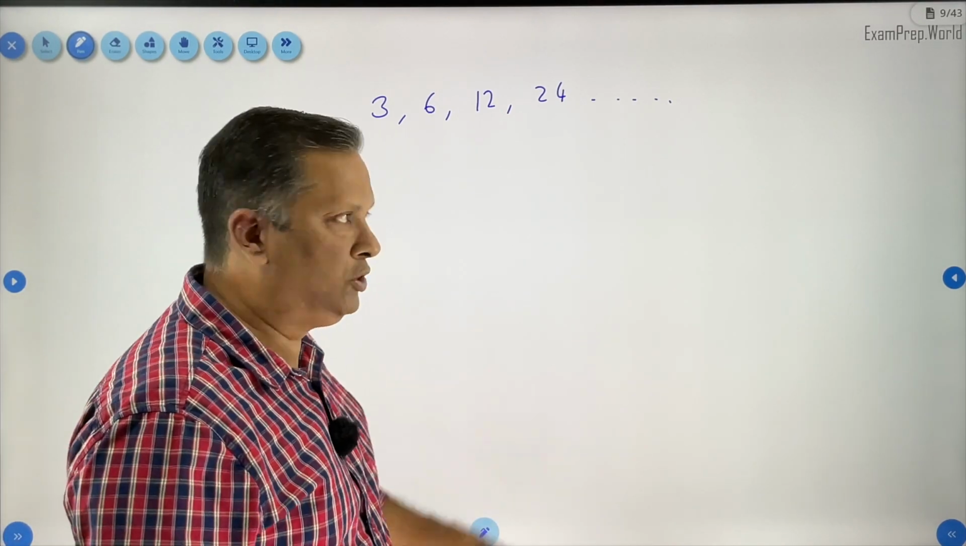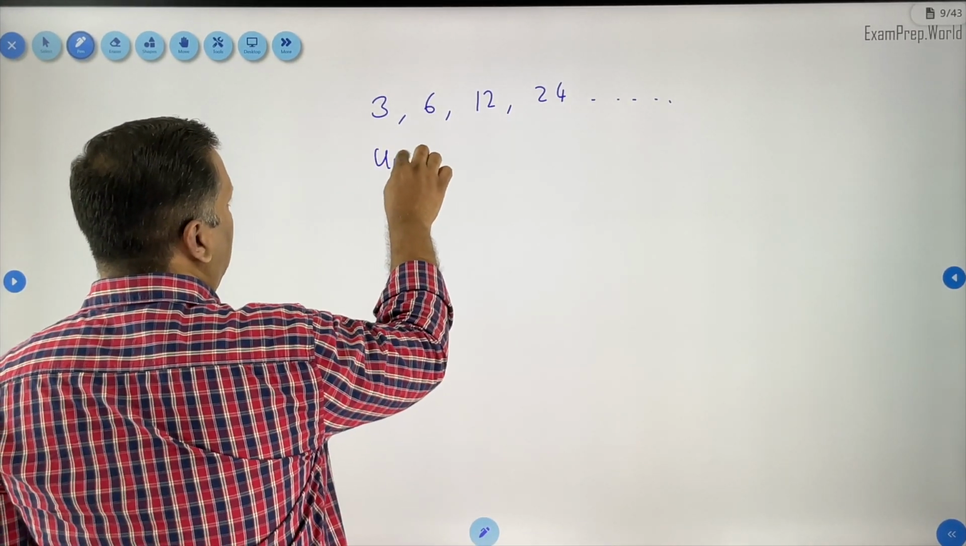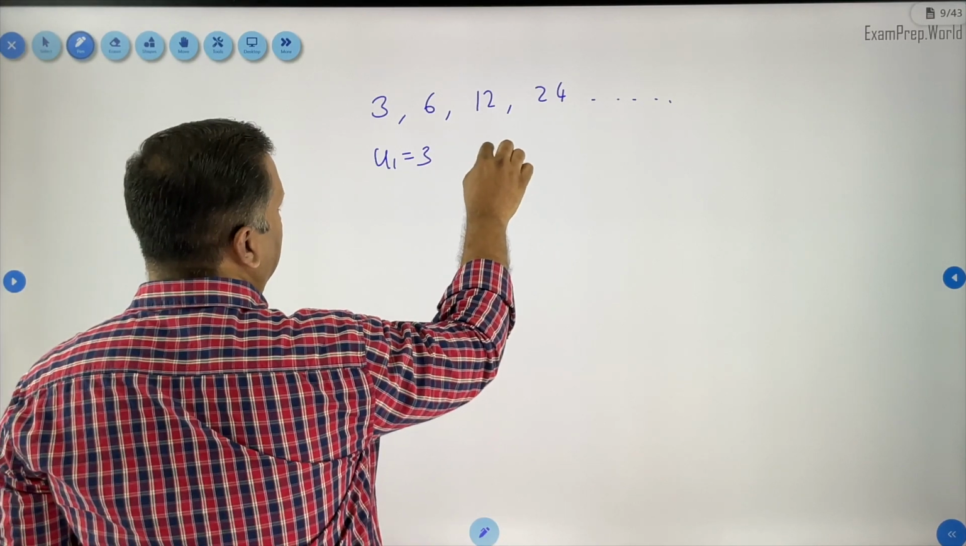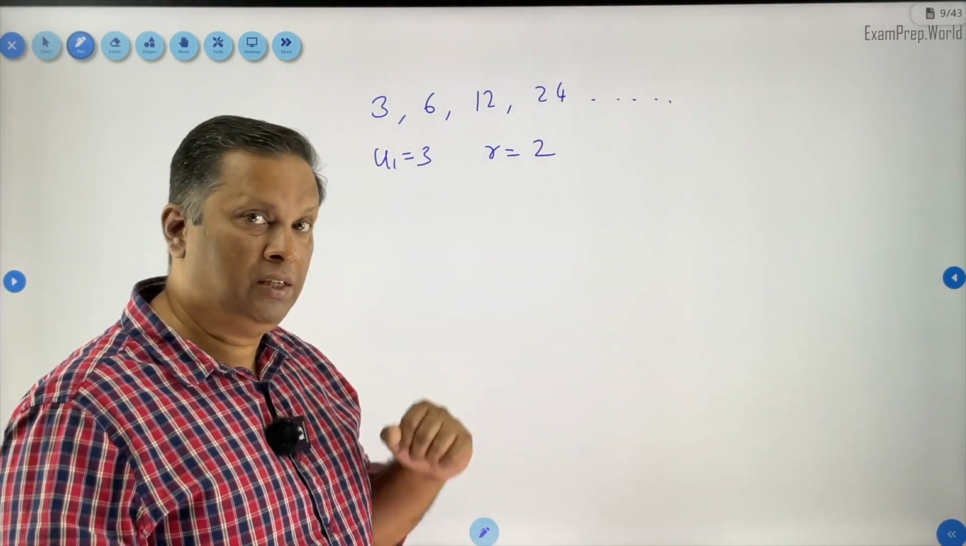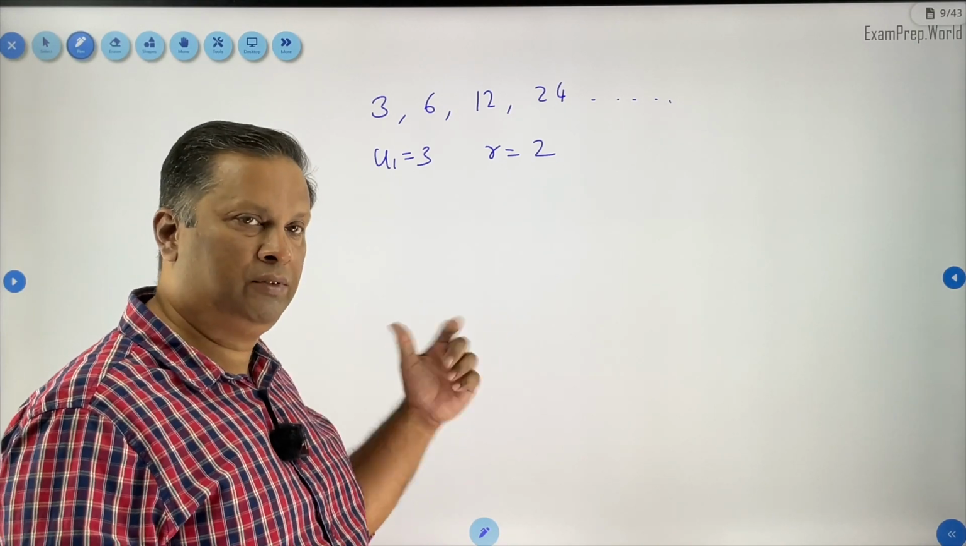So here what is your first term? U1 is 3 and R is 2. R is more than 1, so it is a diverging series. If R is less than 1, it is a converging series. We will discuss those kinds of sequences also.